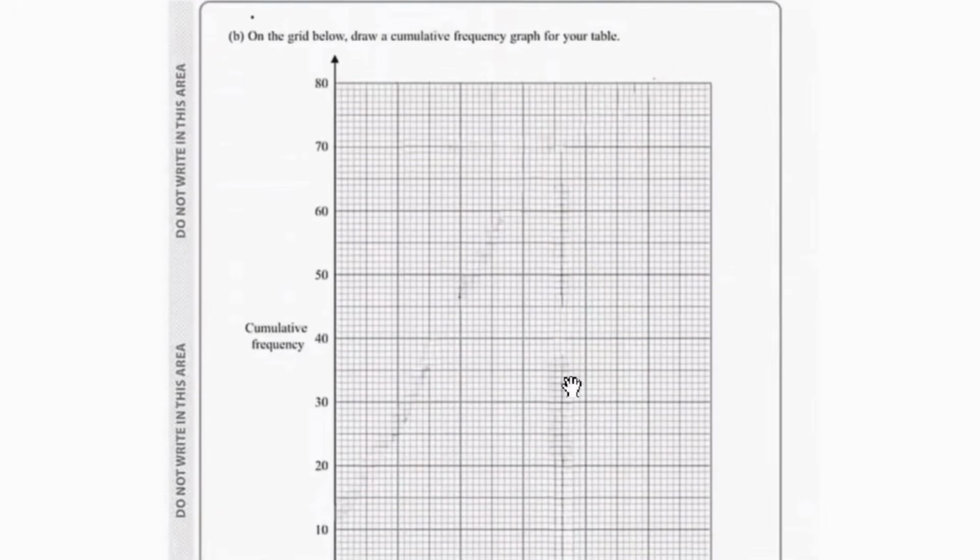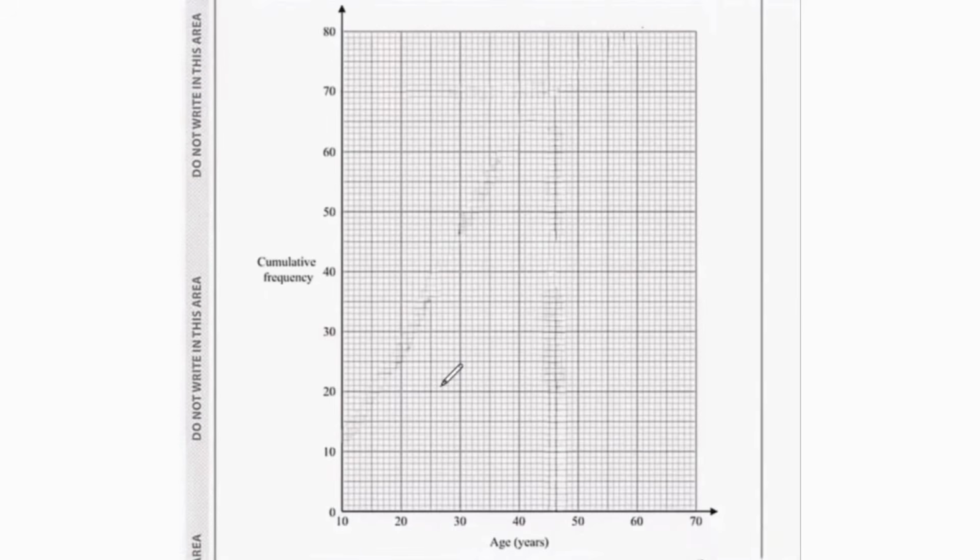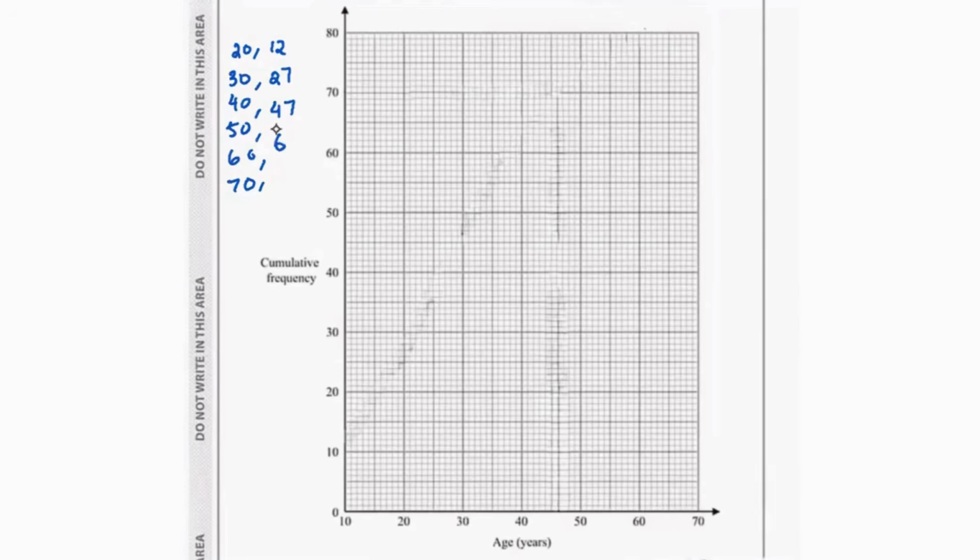Then they want us to sketch the cumulative frequency graph on the grid below using the values. So what we will do is we plot the points. For the x-axis, we will take the maximum value for all of the intervals. So let's write the points over here. We had 20, then we had 30, 40, 50, 60, and 70. So these are the maximum values of the intervals. And the y-coordinate is going to be your cumulative frequency value. So 12, 27, 47, 65, 74, and then 80.